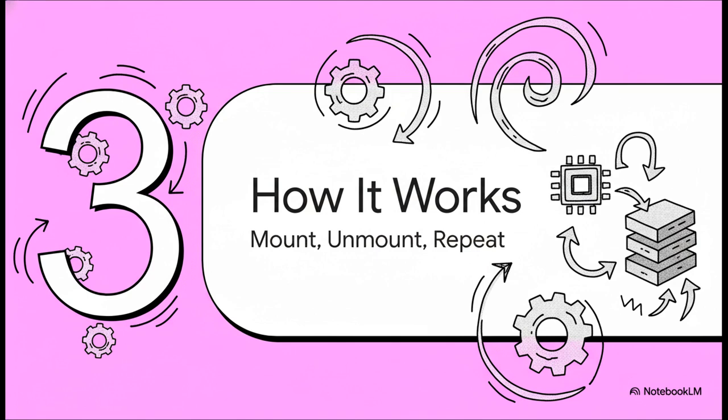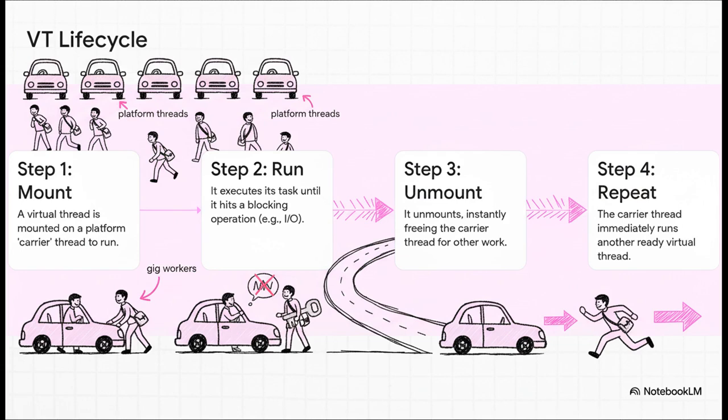So how in the world does the JVM pull off this magic trick? Well, it all comes down to this really clever cycle of mounting and unmounting. Okay, imagine this. The old platform threads are like a small fleet of very expensive company cars. And the new virtual threads, they're like a massive team of gig workers. So a worker, that's our virtual thread, grabs a car, the carrier thread, to go do a job. But the second that worker has to wait for anything, like a network call to come back, they instantly park the car and give the keys back. This is called unmounting. And now that car is immediately free for the next worker who's ready to go. This makes sure those expensive cars are always being productive, never just sitting idle.